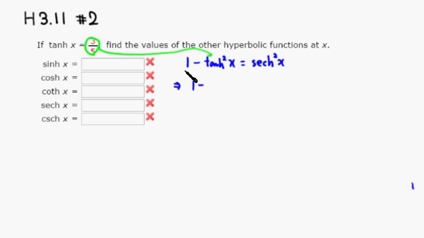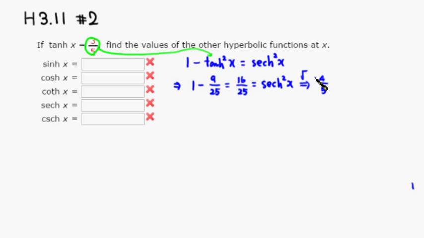So we get 1 minus 3/5 squared, so that would be 9 over 25. I'm going to go ahead and compute that. So it's going to be 1 is 25 over 25, so 25 minus 9 is 16 over 25. So this is equal to hyperbolic secant squared. By taking the square root of both sides, the square root of 16 over 25 would be the square root of 16 is 4, and the square root of 25 is 5.